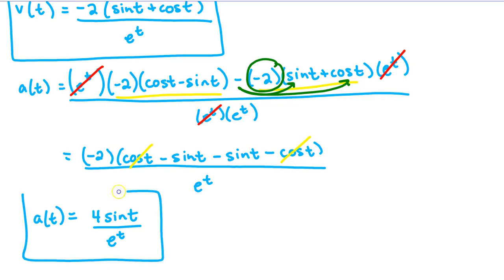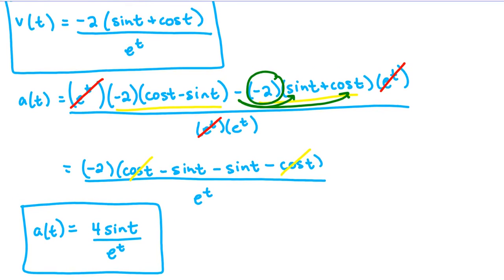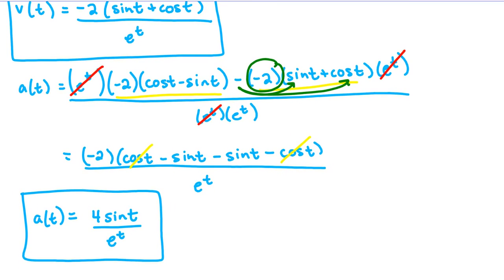So all three of these functions, position, velocity, and acceleration, are similar, I would say. They all end up with the same denominator and slightly varied numerators.